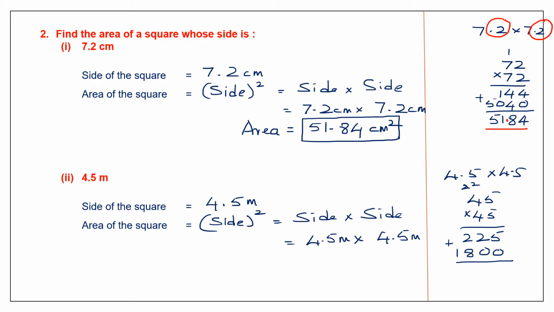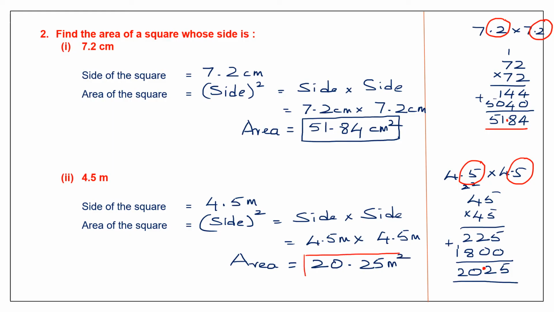Now let's add this up. 5, 2, 2 plus 8 is 10, carry 1, 2, 2025. Go back to the question, check the number of decimal places, 1 plus 1, 2. So our answer also should have 2 decimal places. So here we have 20.25. And we have found the area here. Area is 20.25 meter square. So we have found the answer to the second question. The area is 20.25 meter square.